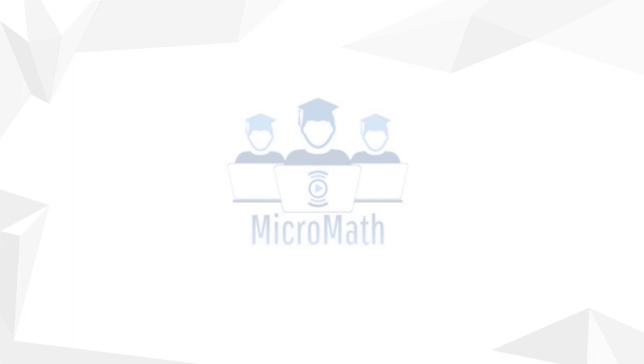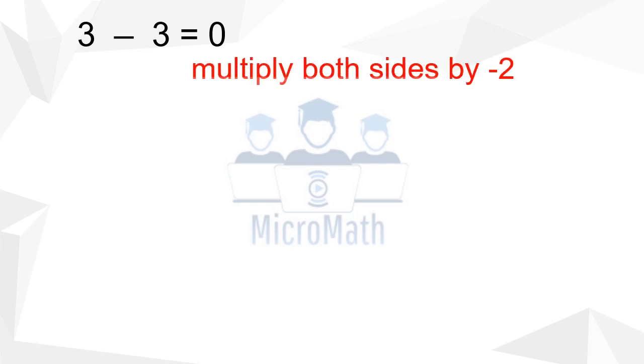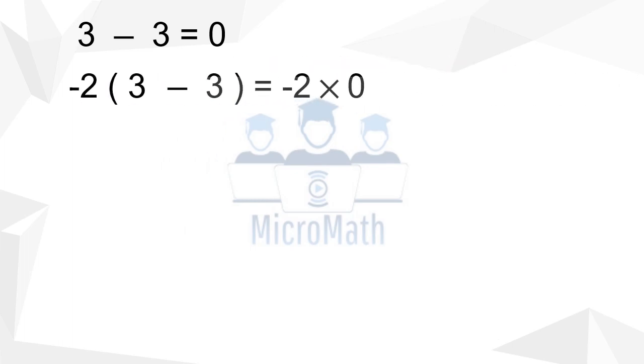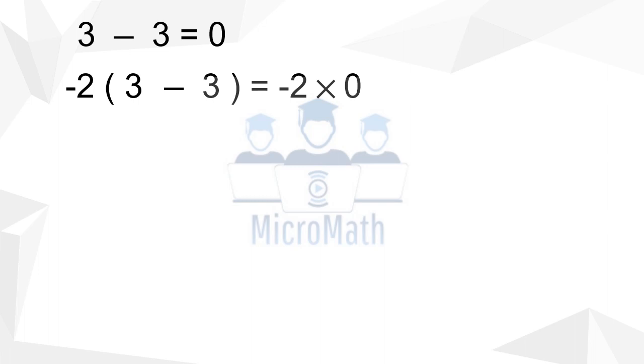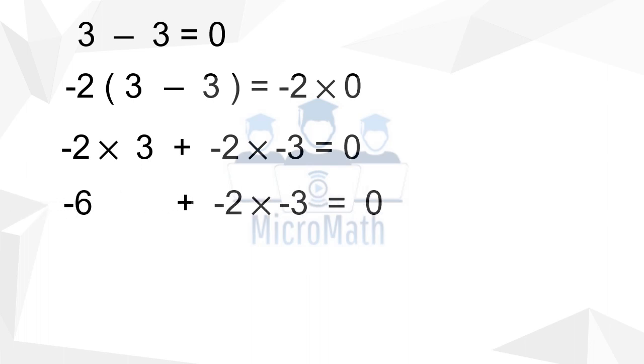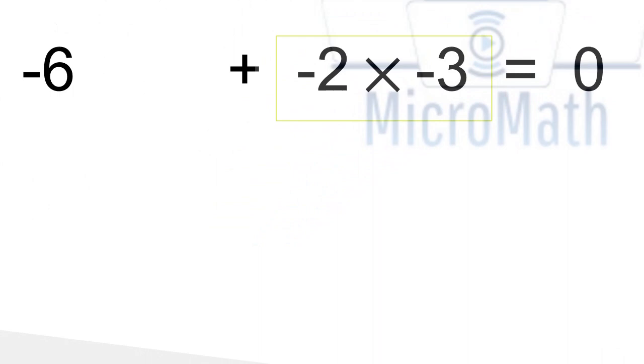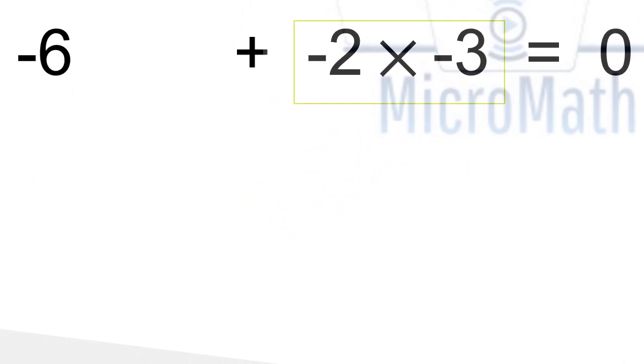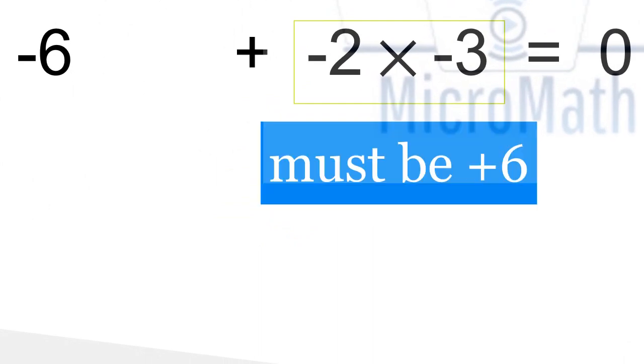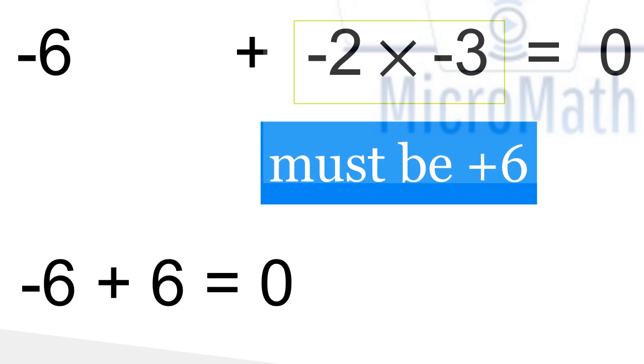But the second method for the senior students: 3 minus 3 equals 0. If we multiply both sides by negative 2, we have negative 2 times (3 minus 3) equals negative 2 times 0, which is 0. By using distributive law and expanding brackets, I have negative 2 times 3 plus negative 2 times negative 3 equals 0. By doing negative 2 times 3, I have negative 6 plus negative 2 times negative 3, which must be positive 6. So I can have negative 6 plus 6 equals 0.